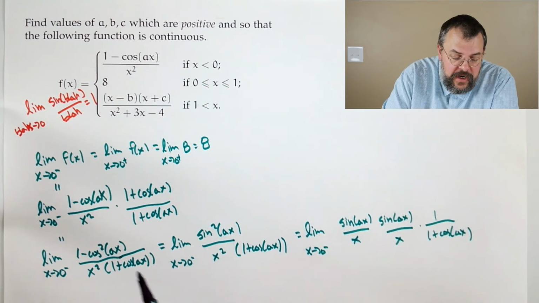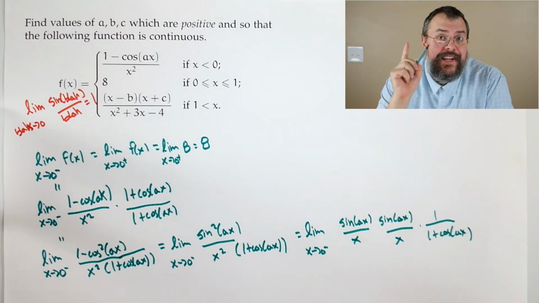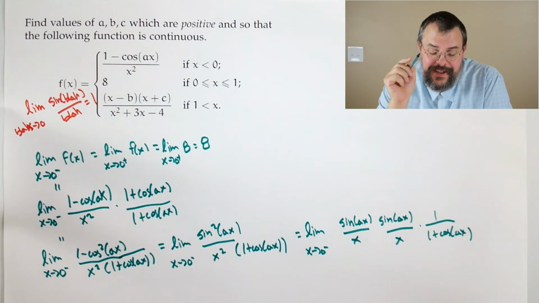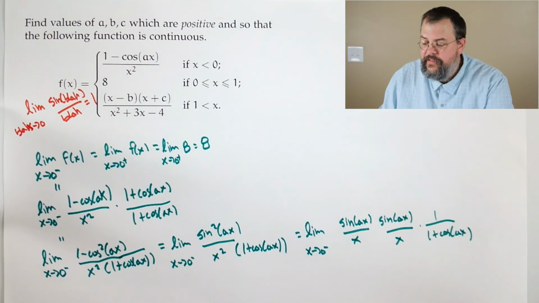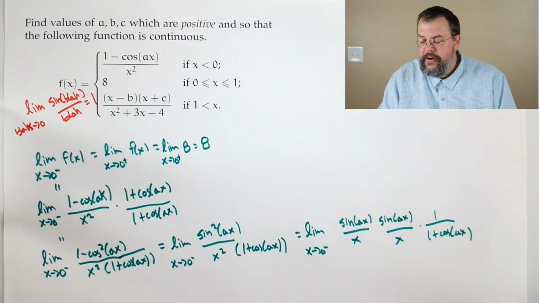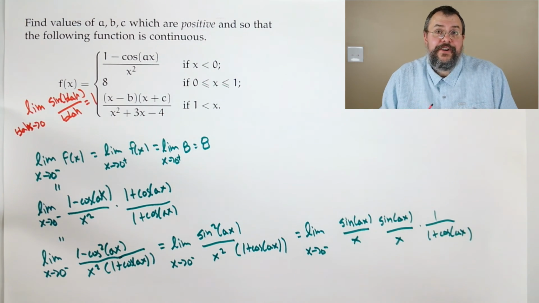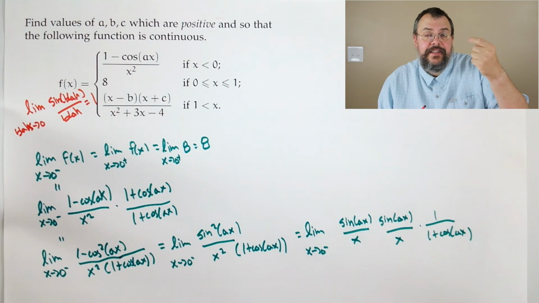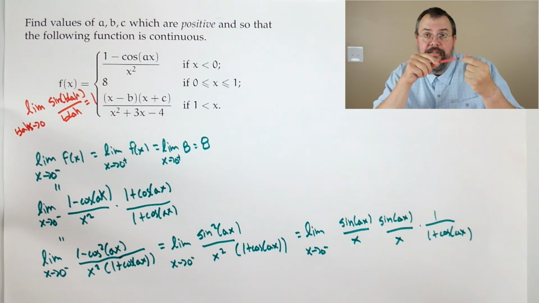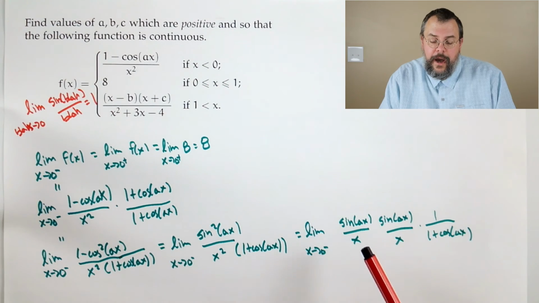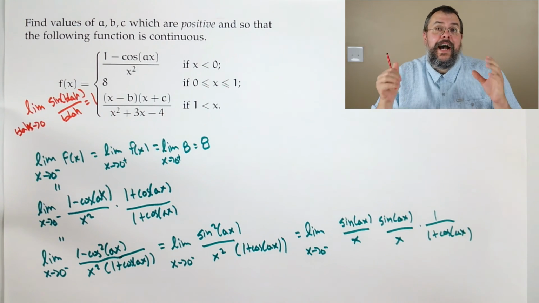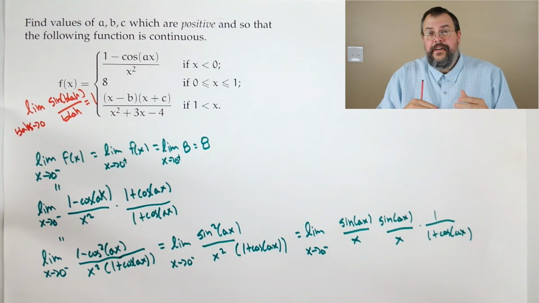So in other words, I'm really trying to get the sine of blah over blah. I didn't quite succeed though. Can you see where my slight failure is, and then how to fix it? My slight failure is the inside of sine is ax, the denominator is just x. I need to get an a down there. Can I do it, and how do I do it?